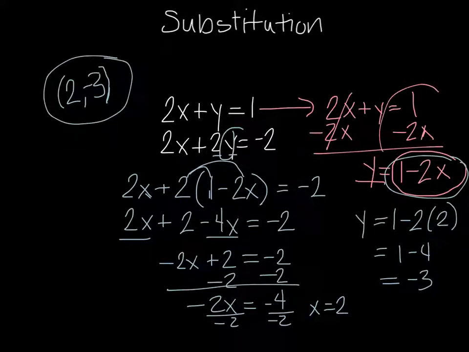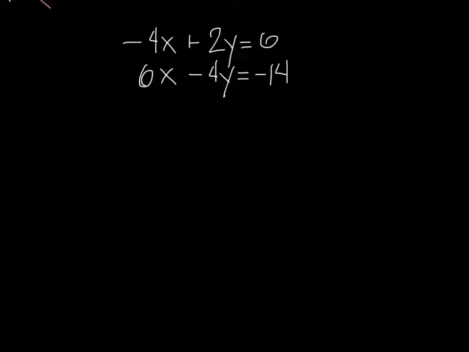Okay, let's check out another one that's a little bit tougher. When it gets a little bit tougher, what it means is I don't have any clean variables. You'll notice here that I have a number in front of x, a number in front of y, a number in front of x, a number in front of y. So we don't have anything that obviously sticks out as a clean variable. So instead I've got to think ahead a little bit.